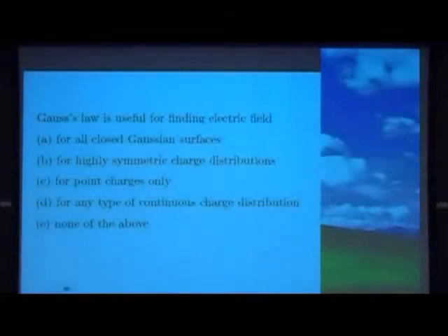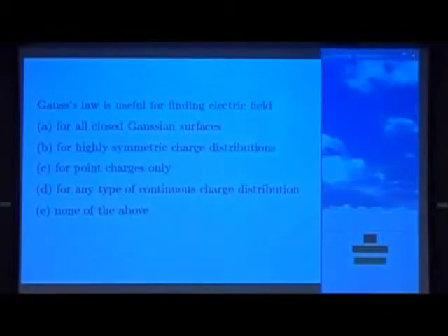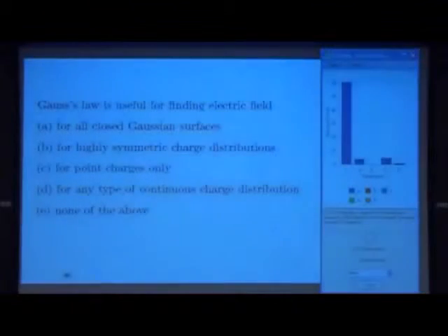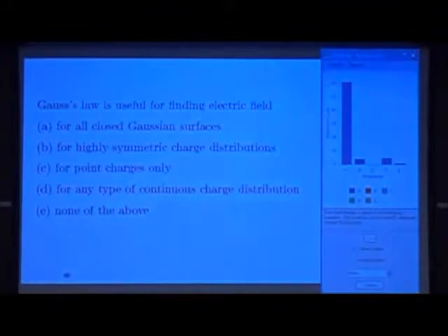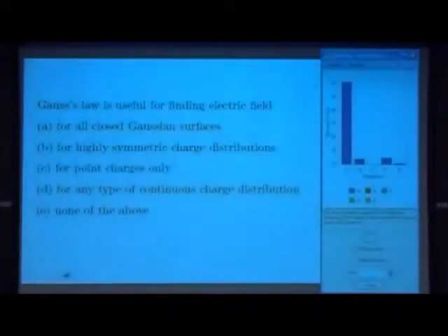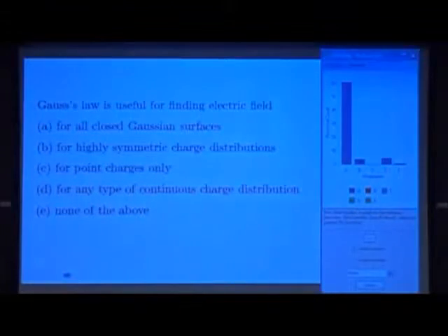Okay, the correct answer here is B, for highly symmetric charge distributions, because what you have to understand is the answer will be different depending upon, okay, because I think there are two different things here. One is, is Gauss's law valid? And the answer is yes, Gauss's law is always valid for any closed surface. But the question is, is Gauss's law useful? And the answer is no.